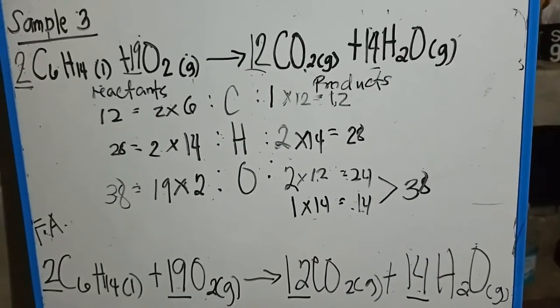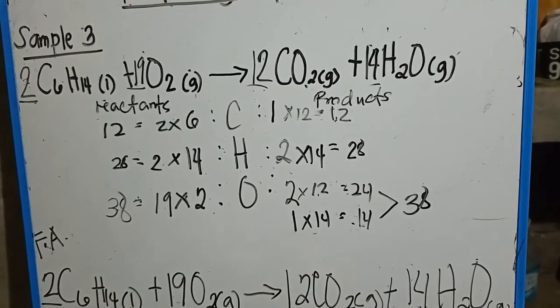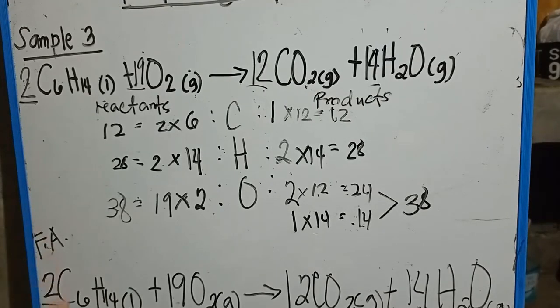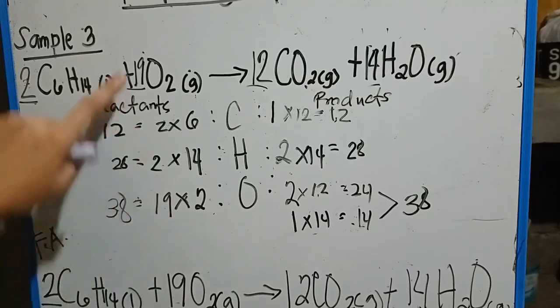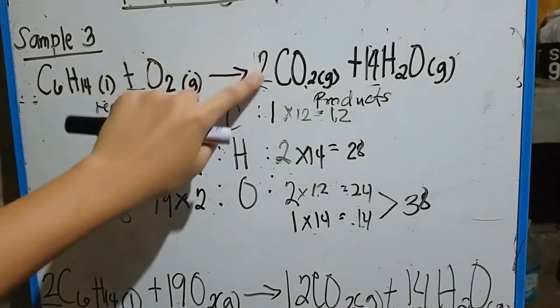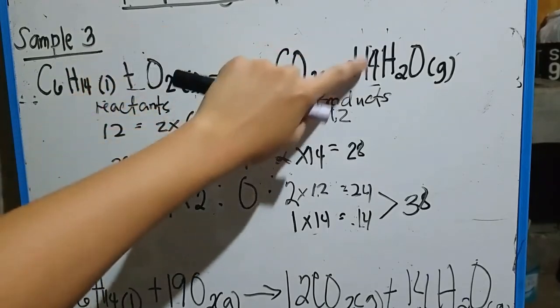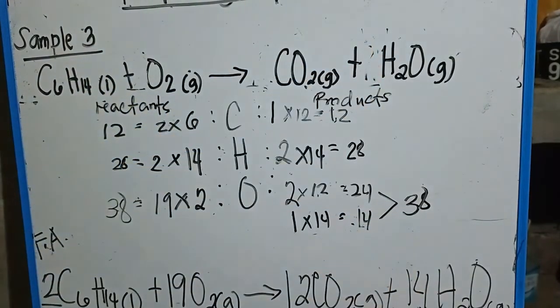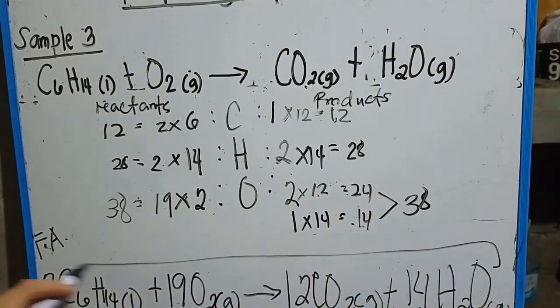So, this is the number that we could use in order to balance the equation. So, we have the 2, the 19, 12, and the 14. So, this is now our final answer. So, it is already balanced. So, we have the 2 here, 19, 12, and also we have here the 14.